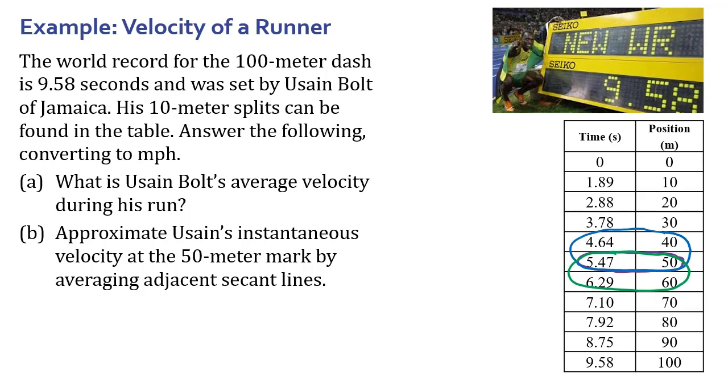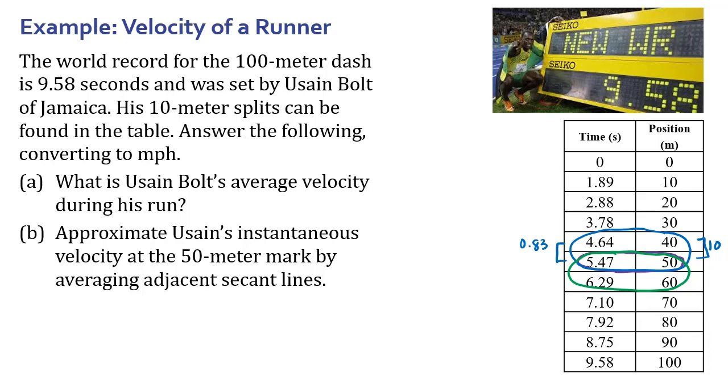Let's look at what happens as he's approaching it, as he's going from the position of 40 meters up to 50 meters. If I found the slope of the secant line there, I would be taking the change in y values, which we can see here is 10, and then dividing that by the change in x values, which ends up being 0.83 when you take 5.47 minus 4.64.